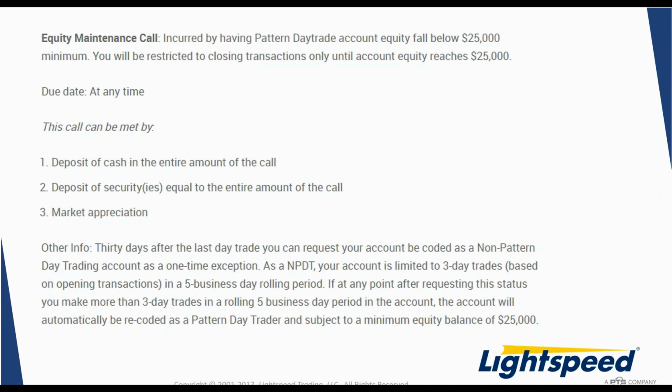If you have existing positions in the account and your account value goes up past $25,000, you will get buying power the next day. We do have a one-time exception to reset your pattern day trading designation after a 30-day waiting period. If you are coded as a non-pattern day trading account, your account is limited to 3 day trades in any 5-day business rolling period. If at any point you make more than the 3 days in the rolling 5 days, the account is automatically recoded and subject to the minimum equity balance requirement of $25,000. So you get a one-time exception, and if that does then get reset again, you are only going to be able to have buying power and margin if you're back above $25,000.